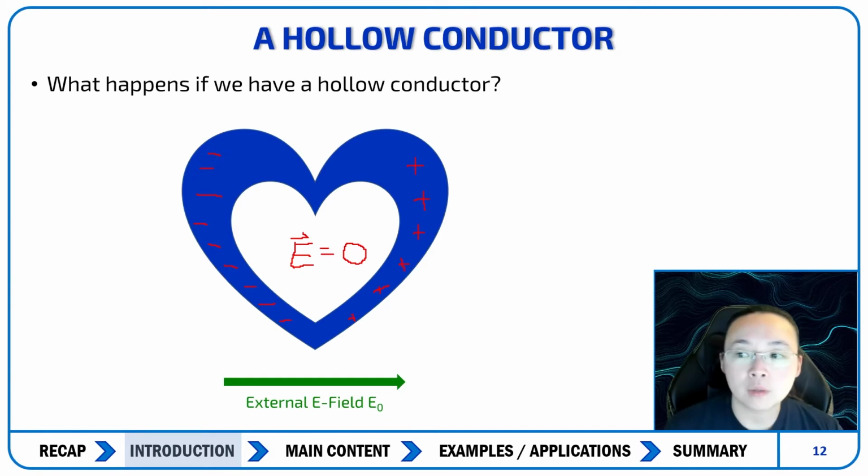So all in all, the electric field inside the cavity is 0. And the charge is going to redistribute onto the outer surface of the conductor. The object itself was neutral to begin with, so even if I have a Gaussian sphere around the entire heart-shaped conductor, the total charge is still going to be 0. But the surface charge might be different on each side.